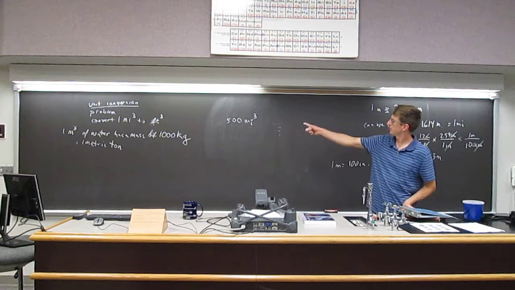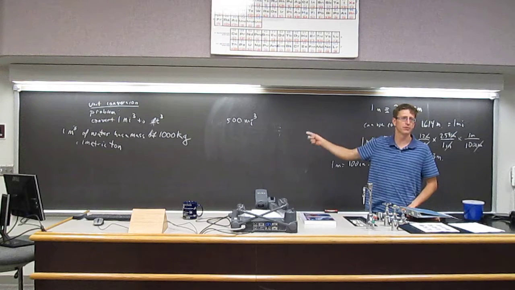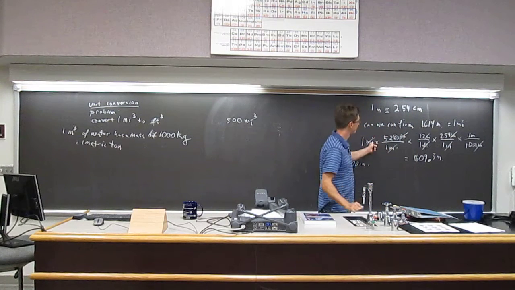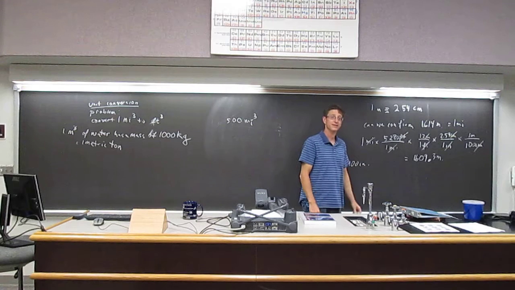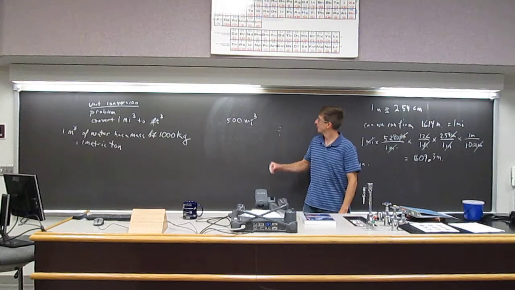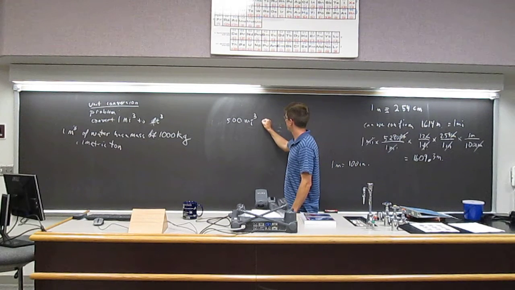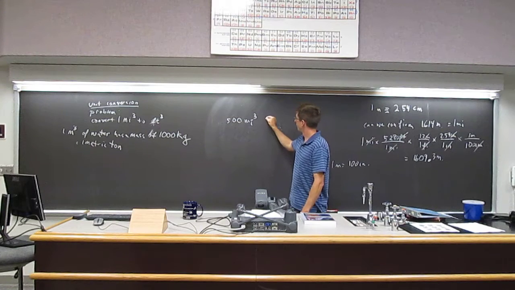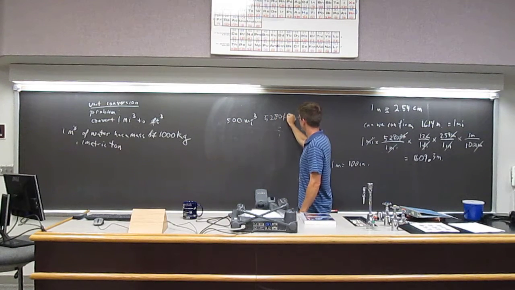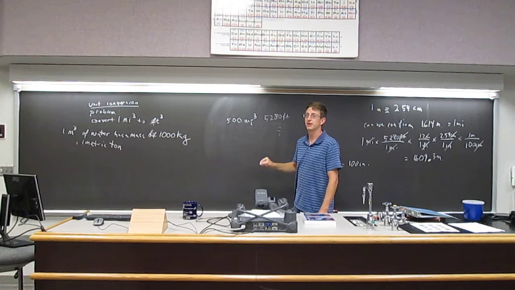Okay. So what should we do to go from cubic miles? We'll need to go to cubic meters first, right? So how will we do that? We could start out with feet. 5,280 feet is the same thing as 1 mile, right?